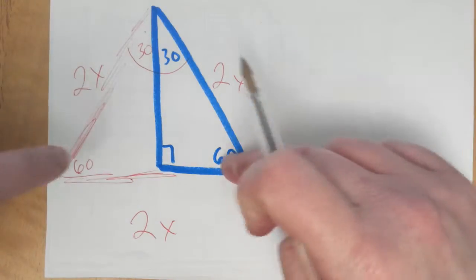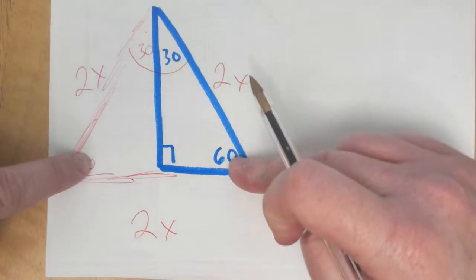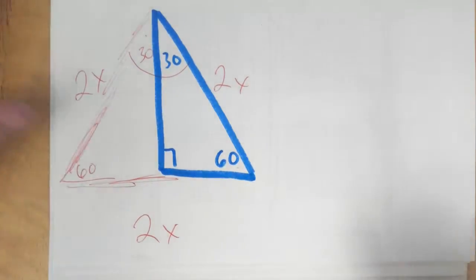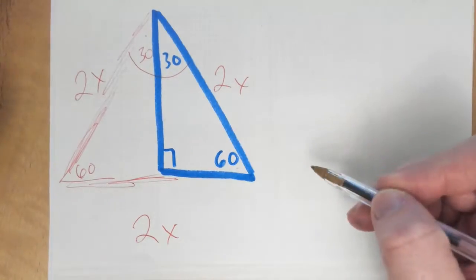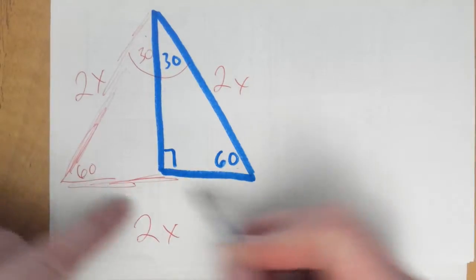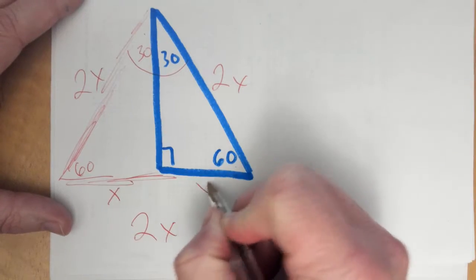If all three angles are equal, all three sides are equal. So all those are 2x. And if I cut this part in half, that would mean that was x and that was x.